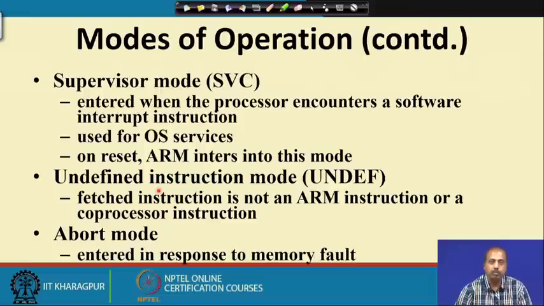Then there is an abort mode. This is if there is a memory fault. The processor has generated some address, but that address is beyond the range of the memory chip that we have in the system. So, that's a memory fault. That way it will be going into the abort mode. So, all these modes are supported by the ARM processor.